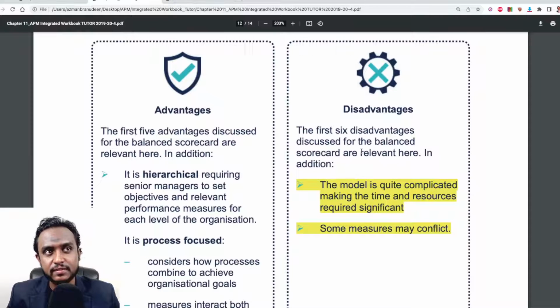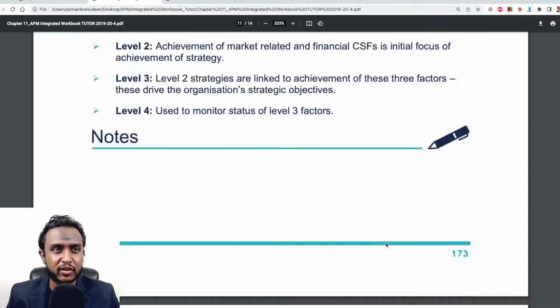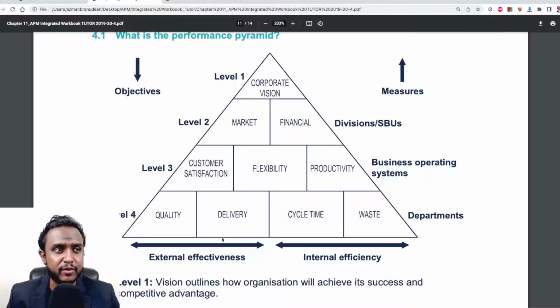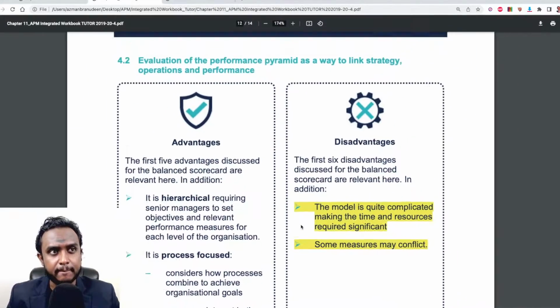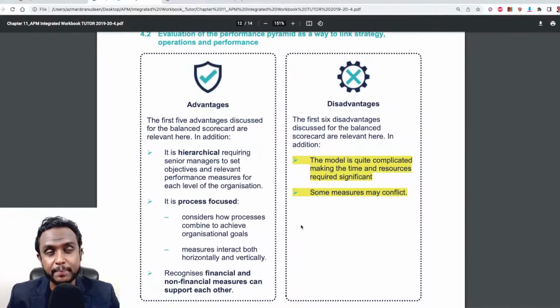Disadvantages, the common disadvantages, the first six in the balanced scorecard are still relevant here. In addition, this model is a little complicated, making the time and resources required significant, because there are so many breakdowns, so many components. So you have to break the organization into all these components, come up with KPIs, etc. And some measures may conflict, like cost versus efficiency, right? You have to spend more. So if you want to get higher quality, then you might have to increase delivery time or increase cycle time. So everything going down is not good. There can be certain conflicts which you will have to manage based on the KPIs that you actually use.